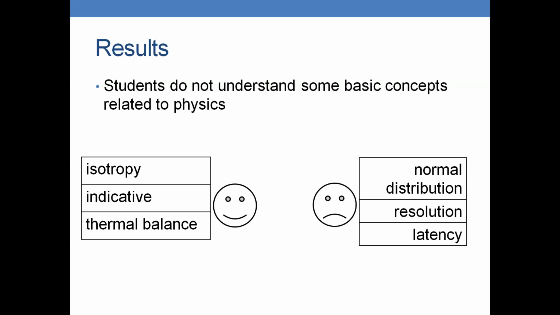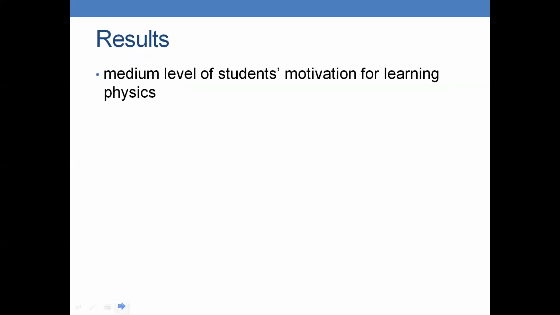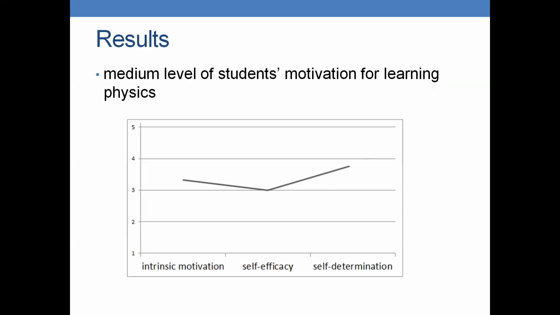So students were mostly wrong also regarding this question, and according to their beliefs, normal distribution is identified with equilibrium or with equivalent conditions, while some students said normal distribution represents the relevant condition. We obtained a medium level of students' motivation for learning physics, and also the motivational components were approximately equally assessed. Slightly, the results for self-determination were higher than for self-efficacy, which can be seen on that graph.